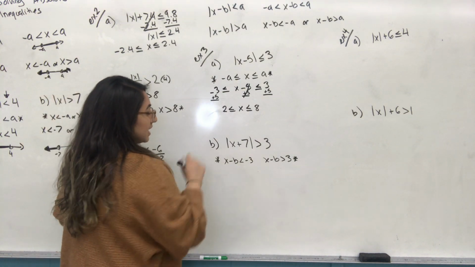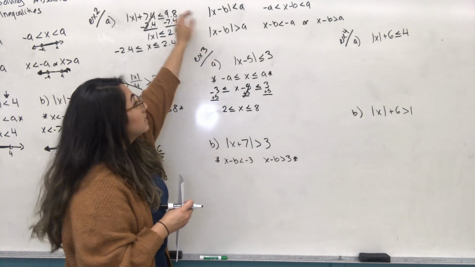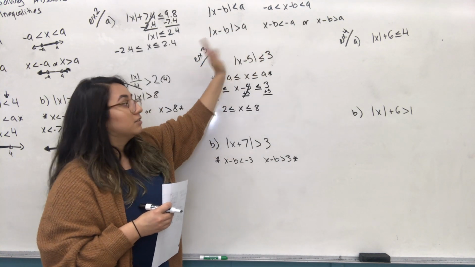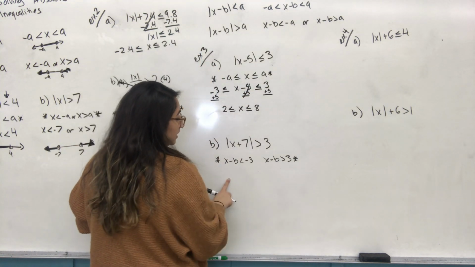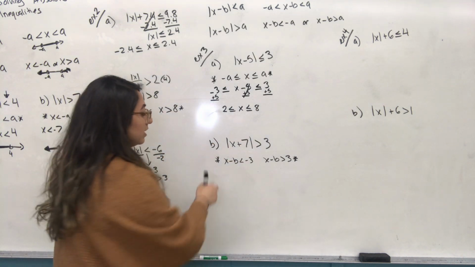Now here, the absolute value of x plus 7 is greater than 3. That means we have to follow by the second one, meaning setting it less than the negative solution, setting it greater than the original solution. So here, I have written it down over here. That means nothing is adding or multiplying into the absolute value. We can go ahead and move on.